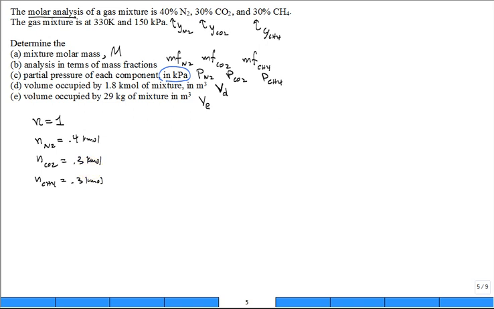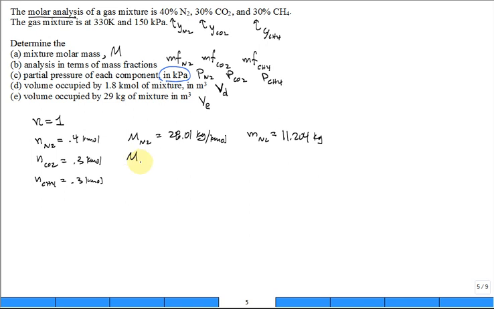If I said, I know the molar mass of nitrogen, I have to look it up, but it's 28.01 kilograms per kilomole, then I can say that the mass of the nitrogen is the product of N times capital M. So we find out that that's 11.204 kilograms. So if I have a starting mixture of 1 kilomole, then I have in that 11.204 kilograms of nitrogen.